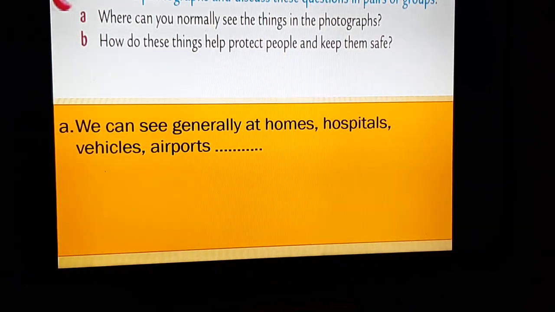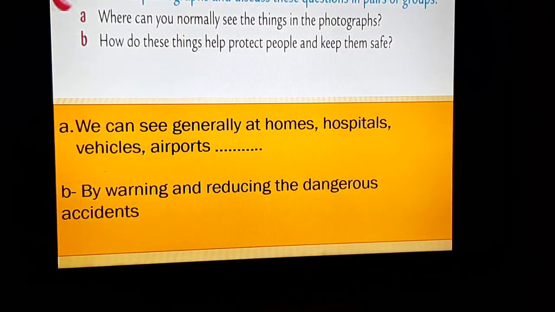How do these things help protect people and keep them safe? How are they useful for people to keep or to protect their lives? By warning, like smoke alarms, and reducing dangerous accidents, like airbags.